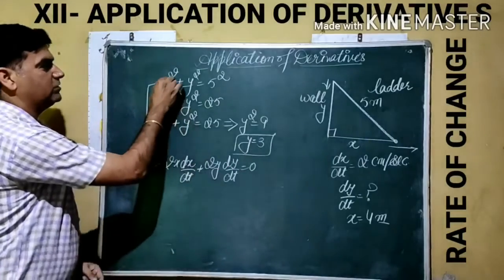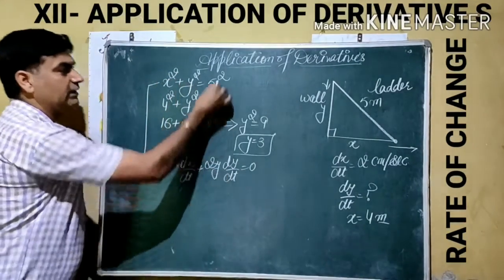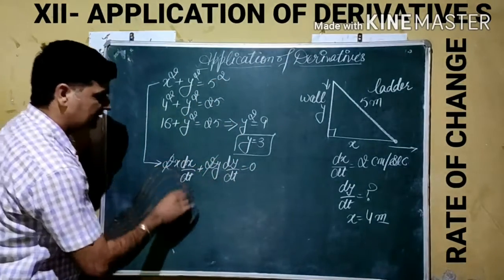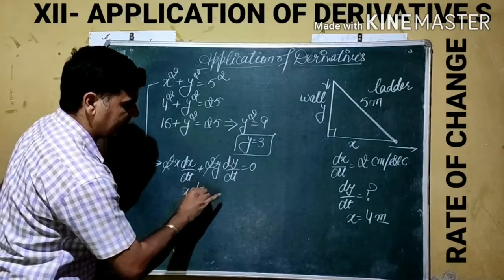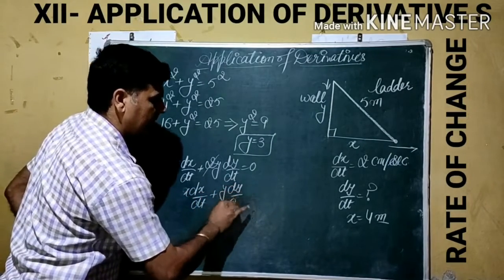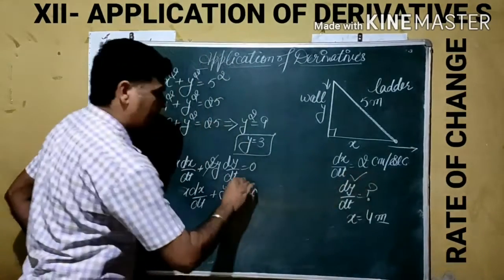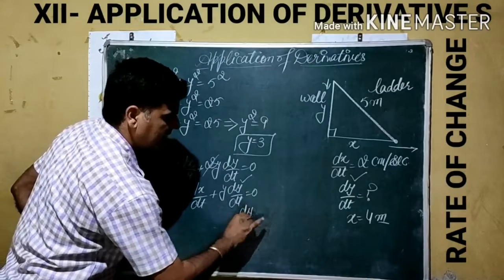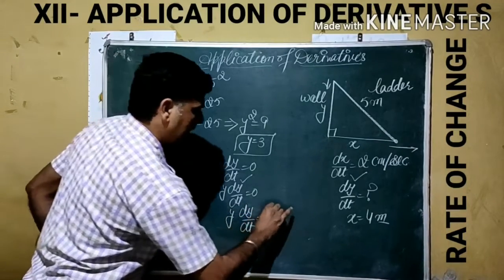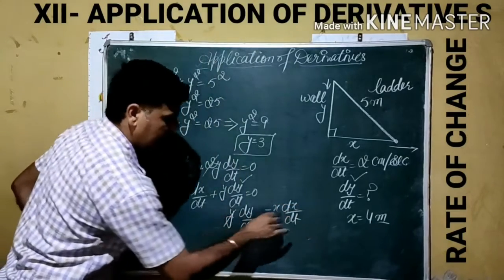By taking derivative on both sides, by power rule, 2x dx by dt plus 2y dy by dt, and the right side is a constant, so it becomes 0. The 2 cancels out throughout. If we simplify, it becomes x dx by dt plus y dy by dt is equal to 0. We have to calculate here the parameter dy by dt. So by shifting to the other side, we get dy by dt is equal to minus x dx by dt divided by y.